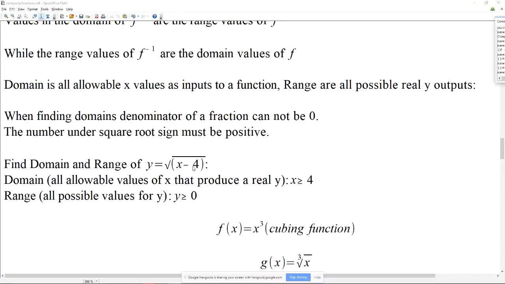If I put a value less than 4 in there, let's put 0 in there, x equals 0. Well, let's see, 0 minus 4. So what's the square root of negative 4?